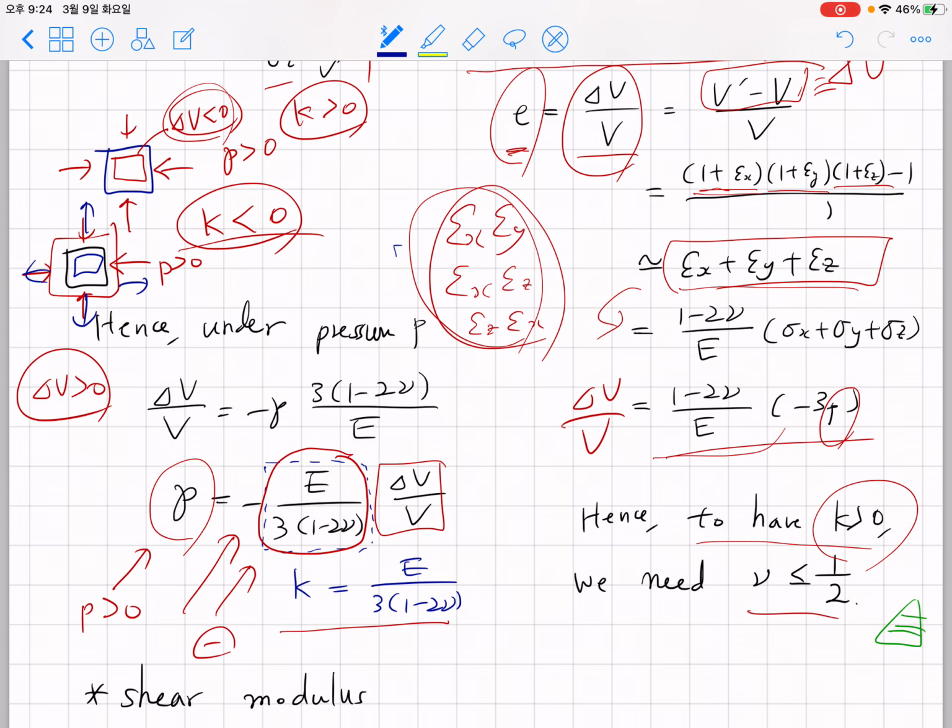So when somebody asks you what the typical range of the Poisson ratio is, your answer must be that Poisson ratio must be smaller than or equal to 0.5, or 1 over 2. So that's the lesson I want to give regarding Young's modulus, Poisson ratio, and bulk modulus. And we still have one more elastic constant, which is the shear modulus, and I'm going to discuss that last elastic constant in the next video.